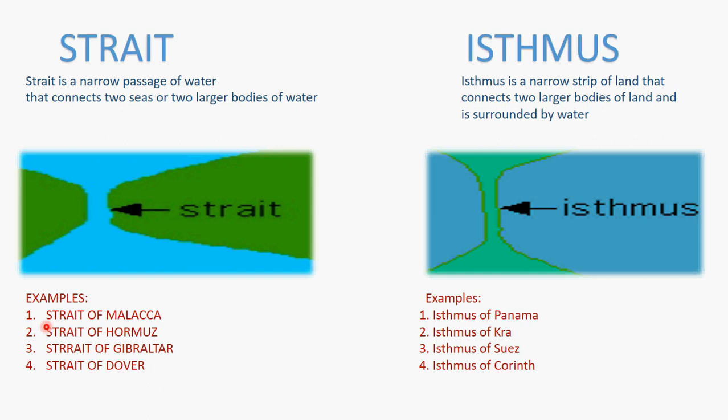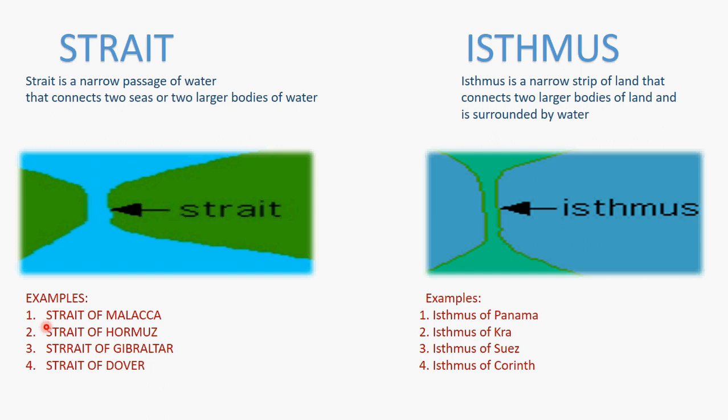Surrounded by water. So the real difference between strait and isthmus is, a strait is a narrow passage of water that connects two seas, whereas an isthmus is a narrow strip of land that connects two larger bodies of land. So these two are opposite to each other. One joins two bodies of water and the other joins two bodies of land. So an isthmus joins the land and, on the other side, a strait joins two water bodies.